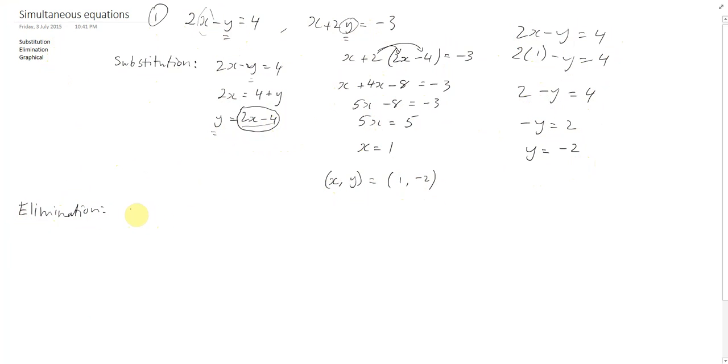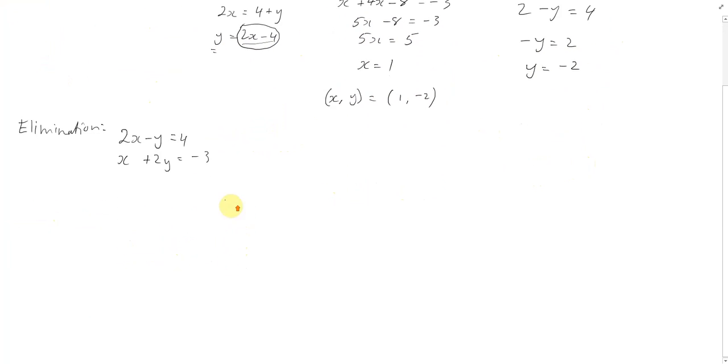So, the gist with elimination is that you can add or subtract the whole equation from the other whole equation. I'll show you what I mean by writing these two equations out again. 2x minus y equals 4, and x plus 2y equals minus 3.